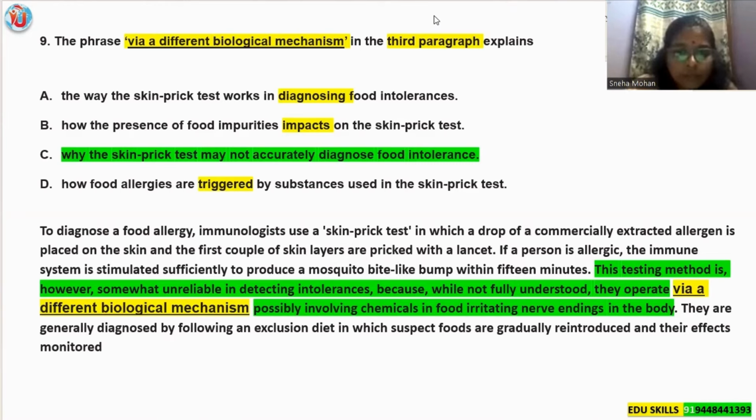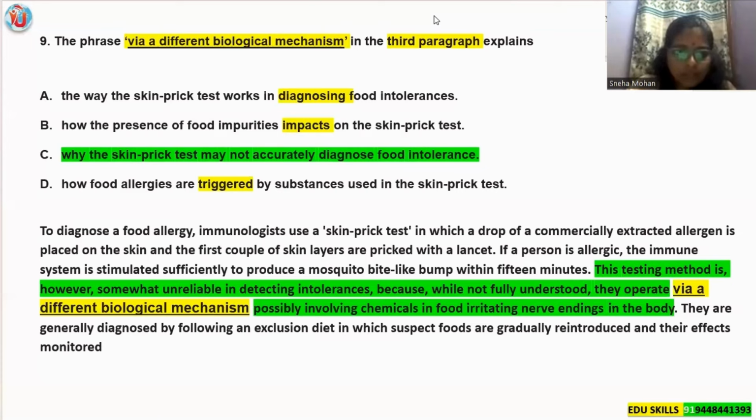Okay, now we have to read the highlighted words, that is, "This testing method is, however," there's a contrast word, "however, somewhat unreliable in detecting intolerances." They're telling it is, however, unreliable. We cannot depend on the skin prick test because it is not properly helping us to detect the intolerances. And they're telling why also, because while not fully understood, they operate via a different biological mechanism. And what is happening in this biological mechanism, they're telling here, it is possibly involving chemicals in the food irritating nerve endings in the body.